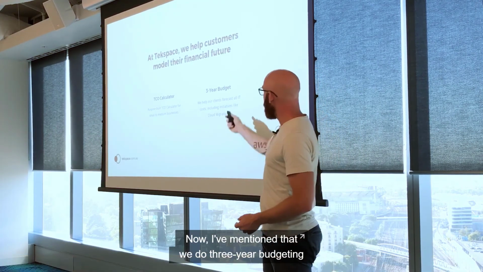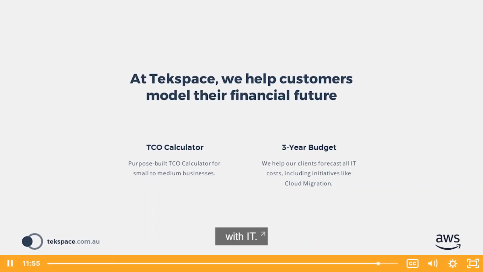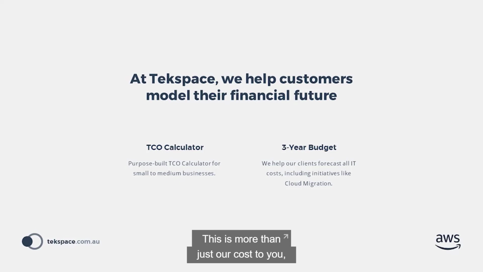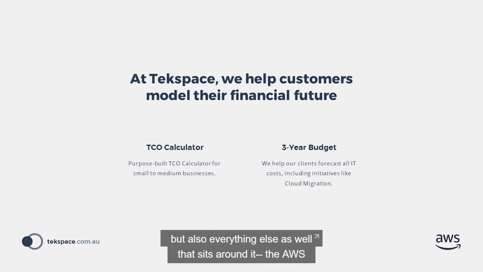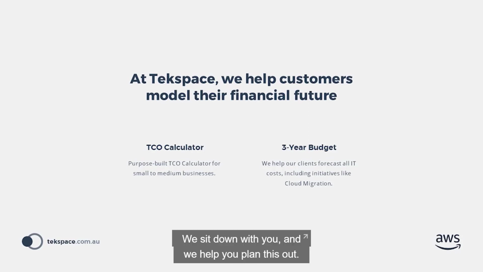Now, I've mentioned that we do 3-year budgeting at Tekspace to help our customers model out their costs with IT. This is more than just our cost to you, but also everything else as well that sits around it. Your AWS services, your data links, software licensing that you might need, desktop refreshes. We sit down with you and we help you plan this out.